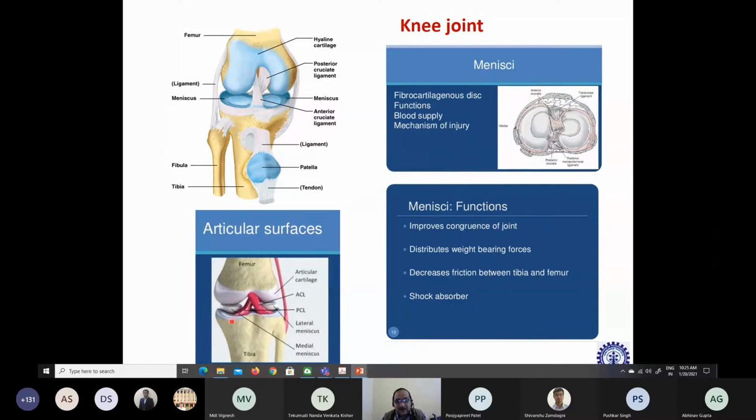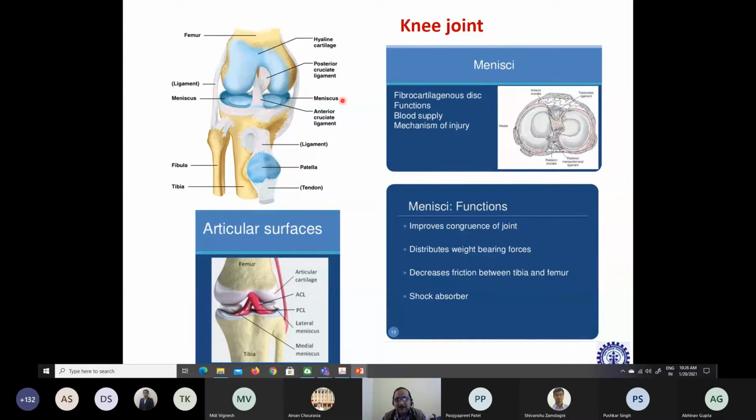Now, this meniscus is basically a fibrocartilaginous disc. It is a soft tissue, fibrocartilage type, and it is actually seated between these 2 bones. You can see very clearly the white bowl-type meniscus in between the femur and the tibia.